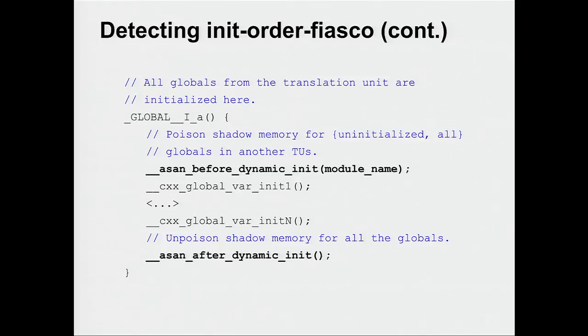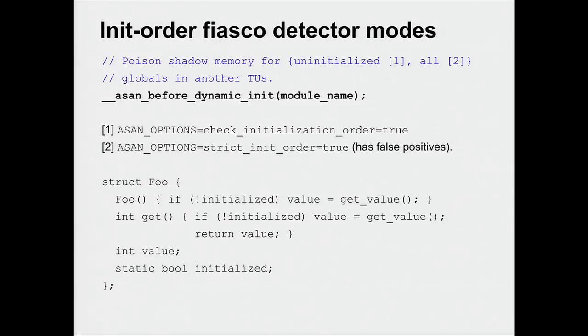In fact, there are two modes in which the initialization order checker runs: the default mode and the strict mode. They differ in the strategy which we use before dynamic init. In the default mode, we poison the shadow memory only for the globals which are not yet initialized, so that we forbid the access to globals which are not yet initialized and come from a different module. But in the strict mode, we forbid the access to any global from any other translation unit, regardless of whether it was initialized already or it wasn't.